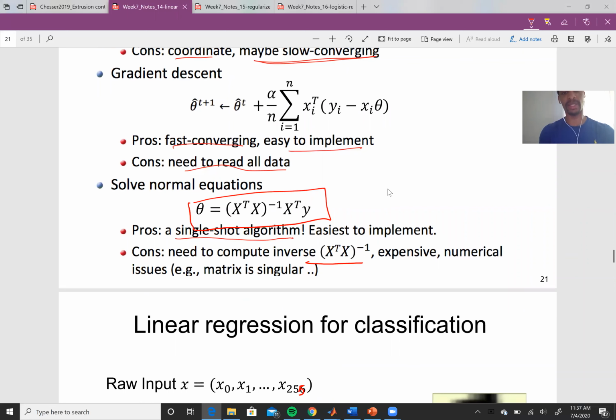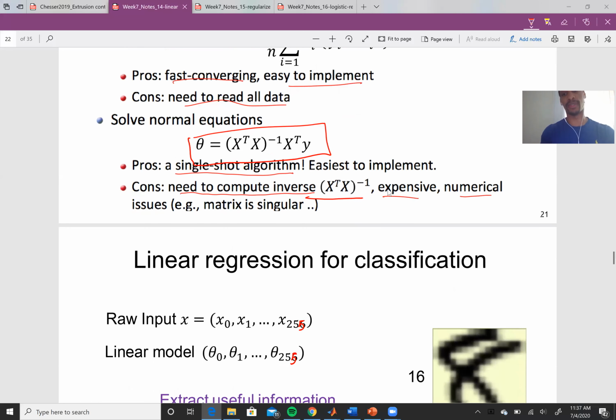So easiest to implement, but you have to compute this inverse, so it can be expensive. You can get numerical issues if the matrix is singular. Just use the pseudo-inverse to avoid some of these, but you can't get away from the computational expensiveness of it. It's just hard to do, especially if you have a lot of features.